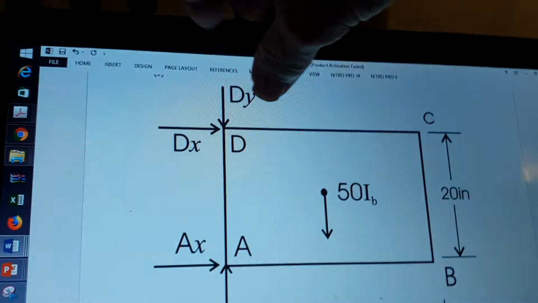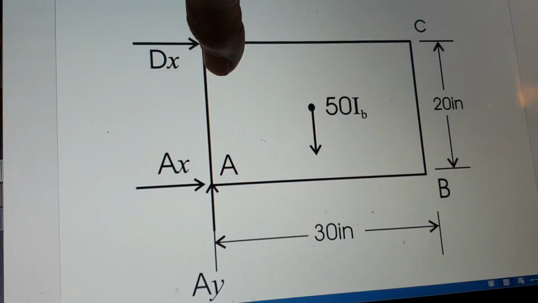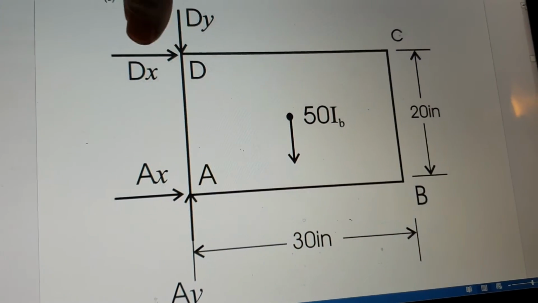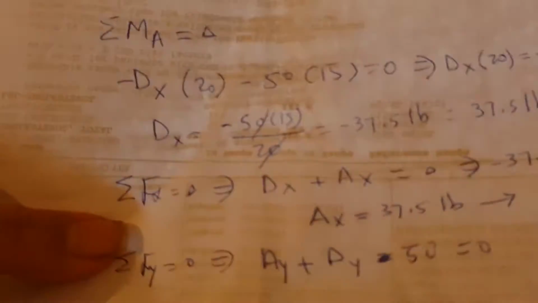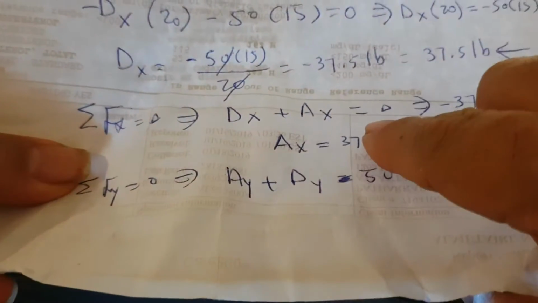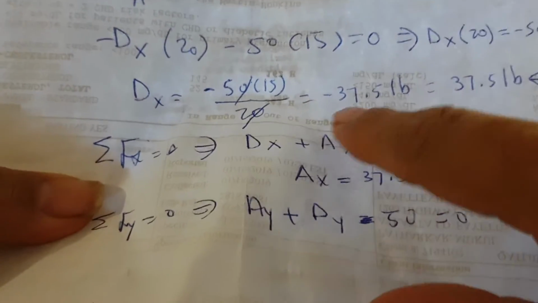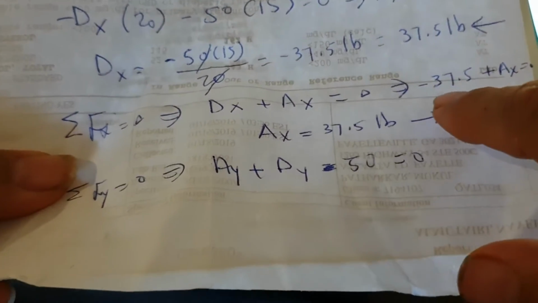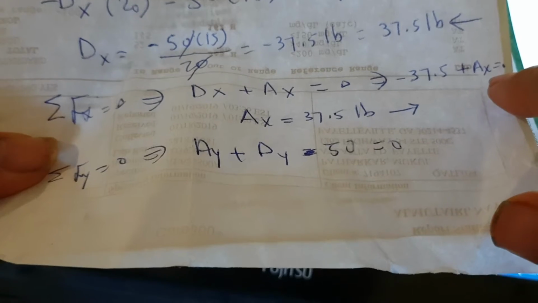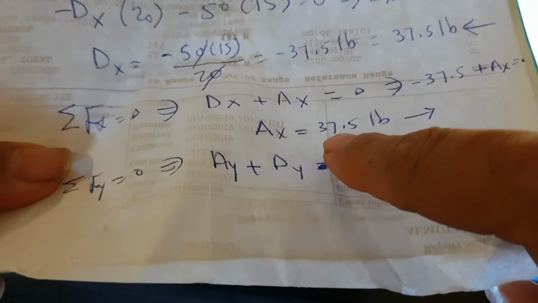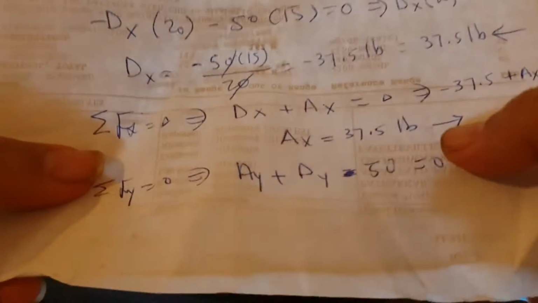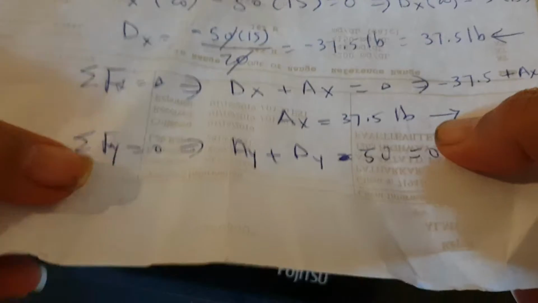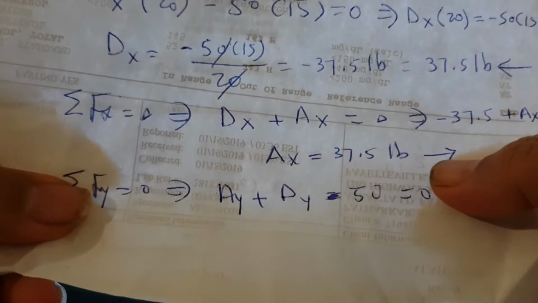And afterward, if you find dx, we could find ax, because summation of force at x equal to 0, dx plus ax equal to 0. dx we found is minus 37.5, so you put minus 37.5 plus ax equal to 0. Ax will give you 37.5 pound plus, which means that we assumed it positive and it is still in the positive direction. Let's find summation of force at the y equal to 0.